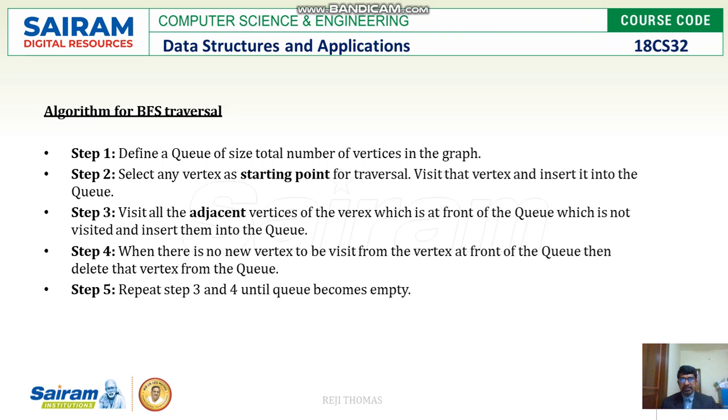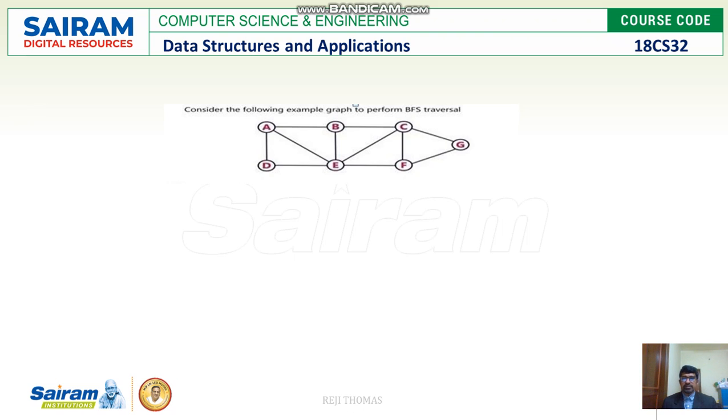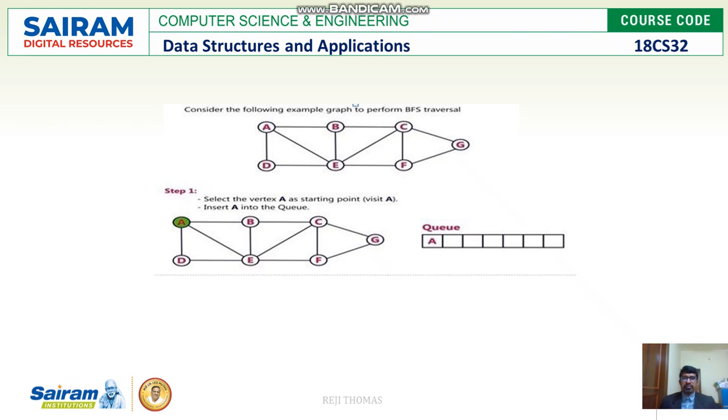Next, you repeat this until the queue becomes empty. After that, either the enqueue order or the dequeue order gives you the BFS. So let us see how it works. You can see a graph with 7 vertices. We are going to select any node as the root or the start vertex. So we are going to select A as the start vertex.